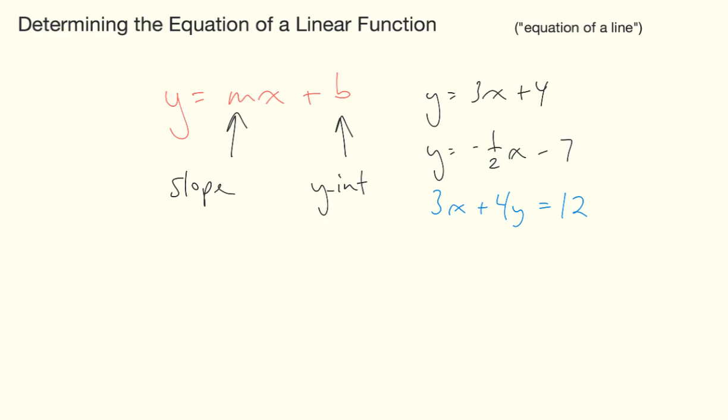Which is why this is either called just the y equals form for short, or it's called the slope y-intercept form. Determining the equation of a line in y equals form will always involve these two things in this order. You will need a slope, and once you've found the slope, you will use it to find the y-intercept.